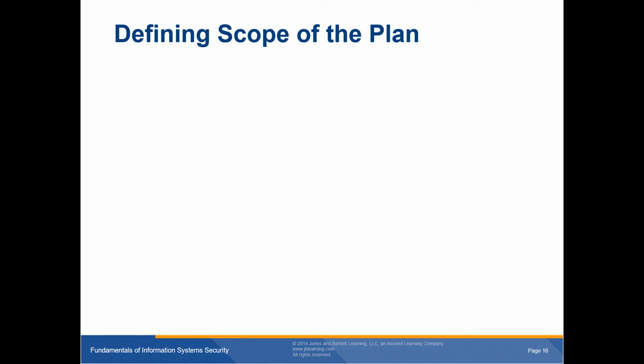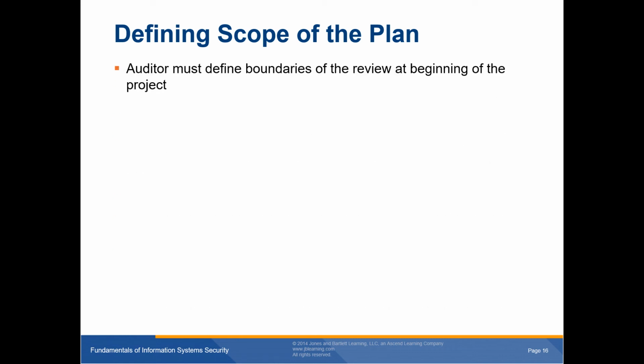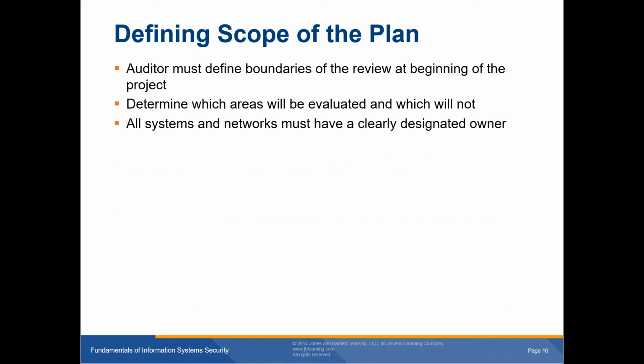Defining scope of the plan. The auditor must define the boundaries of the review at the beginning of the project. Determine which areas will be evaluated and which will not. All systems and networks must have a clearly designated owner.